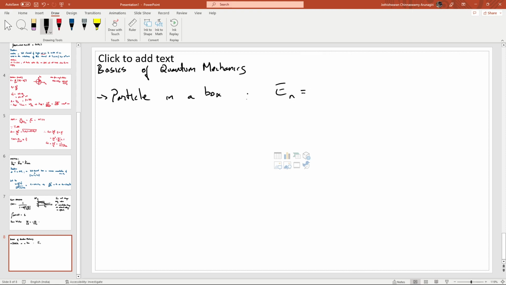Just remember this: En is equal to n squared pi squared h bar squared upon 2 m star L squared, where n is equal to 1, 2, 3, and so on.